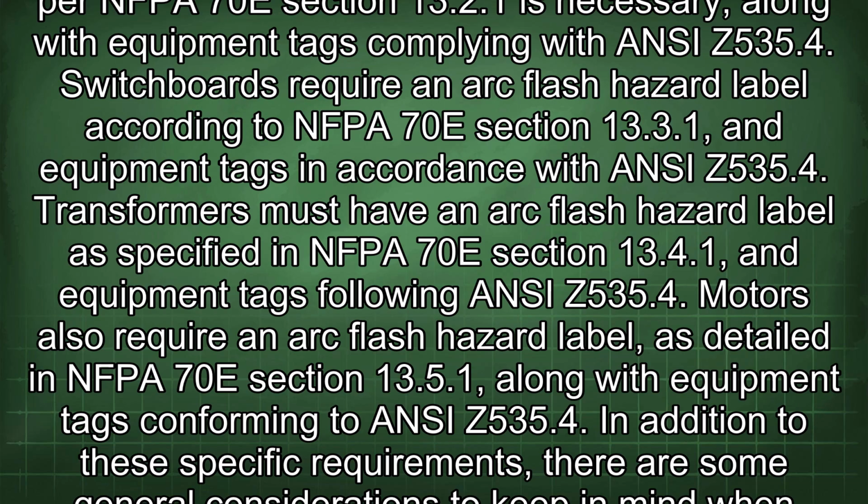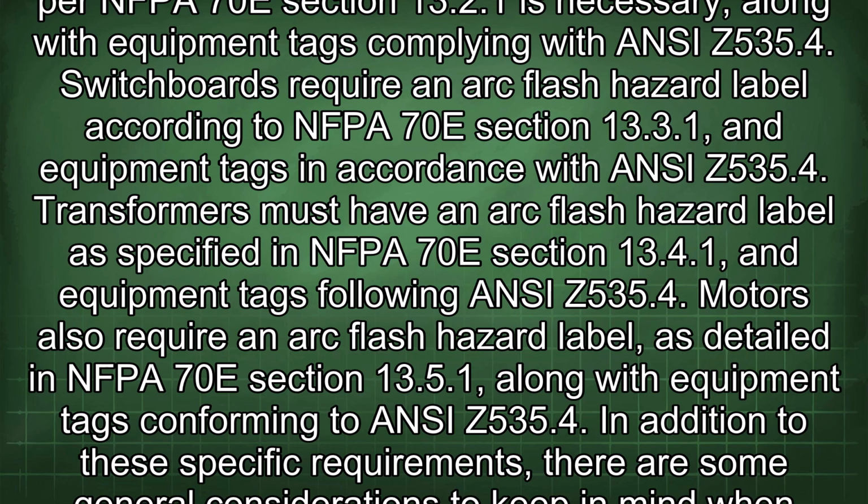Switchboards require an arc flash hazard label according to NFPA 70E section 13.31, and equipment tags in accordance with ANSI Z535.4. Transformers must have an arc flash hazard label as specified in NFPA 70E section 13.41, and equipment tags following ANSI Z535.4. Motors also require an arc flash hazard label, as detailed in NFPA 70E section 13.51, along with equipment tags conforming to ANSI Z535.4.